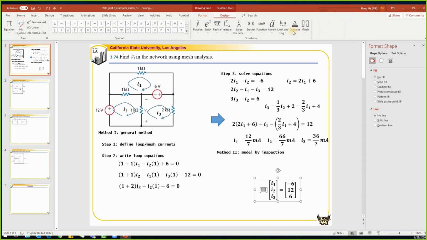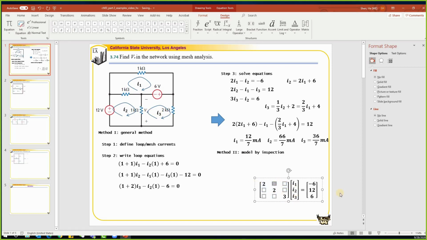And in this matrix, the 3 by 3 matrix, the diagonal entries are the summation of the resistance in the loop. So for the first loop, which is summation, which is 1 plus 1, that is 2. And for the second element, which is 1 plus 1, that is 2. And for the third loop, we have 1 plus 2, that is 3.